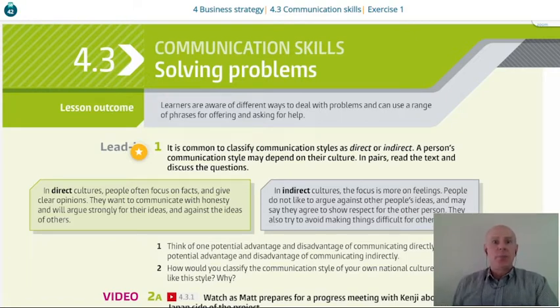This lesson 4.3 is communication skills, about solving problems. Imagine you have a problem and you have to talk to the person that is working with you about that problem. How are you going to address the problem? How would you like the other person to address the problem to you? And this is what this lesson is about. Learners are aware of different ways to deal with problems and can use a range of phrases for offering and asking for help.